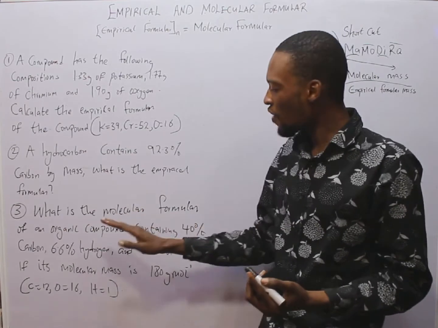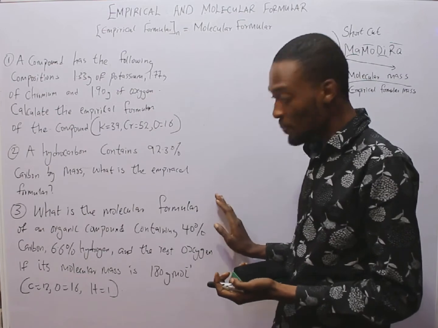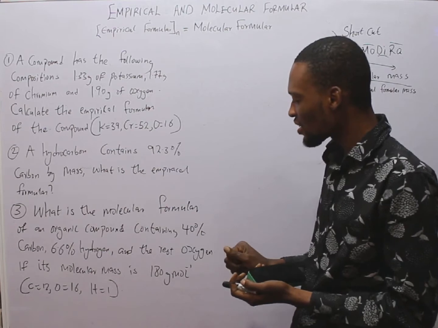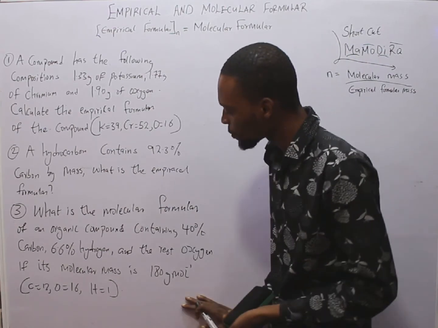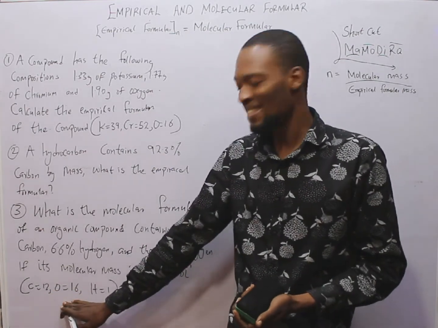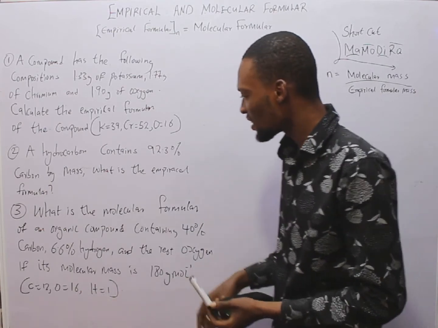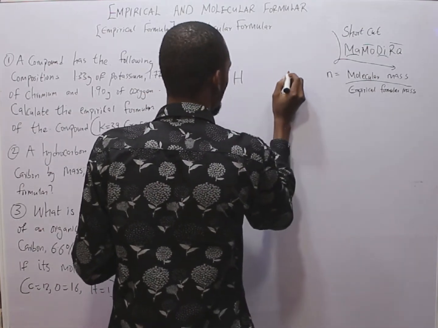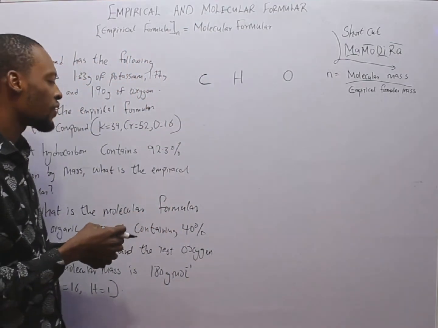Alright, let's look at this last question. It says, what is the molecular formula of an organic compound containing 40% carbon, 6.6% hydrogen, and the rest oxygen if its molecular mass is 180 grams per mole? The molar mass of carbon is 12, the molar mass of oxygen is 16, and the molar mass of hydrogen is 1. This implies that this compound contains carbon, hydrogen, and oxygen. These are the elements present in the compound.